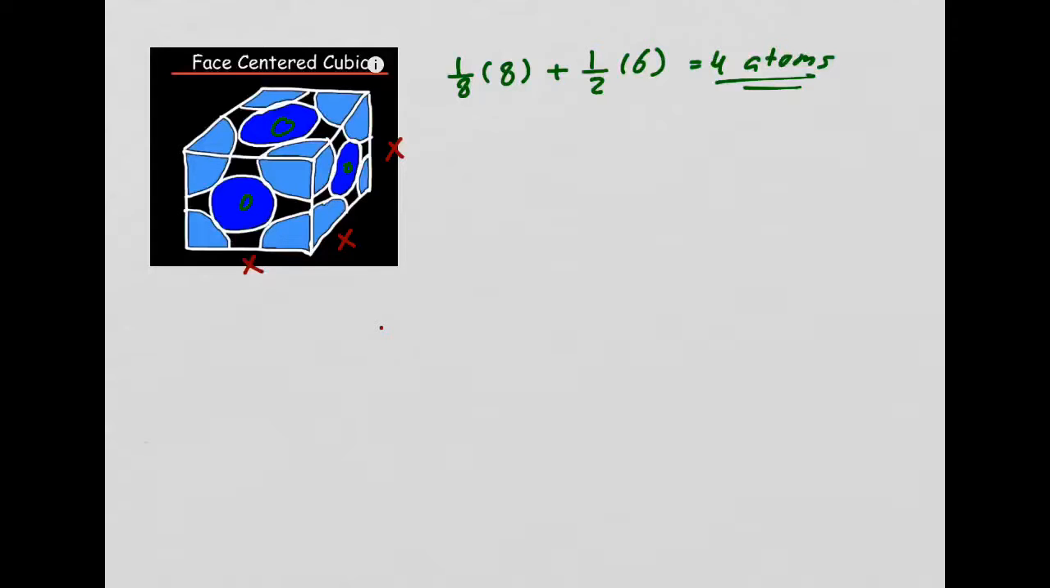Again, each corner is 1/8 of an atom. I have 8 of them. Times 1/8 times 8 is 1. Now I have 6 of these. You can only see 3 here, but each side has half a sphere. And then if I add it together, 4 atoms per unit cell.